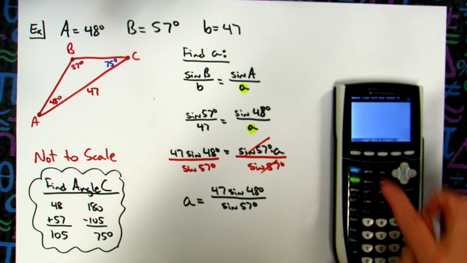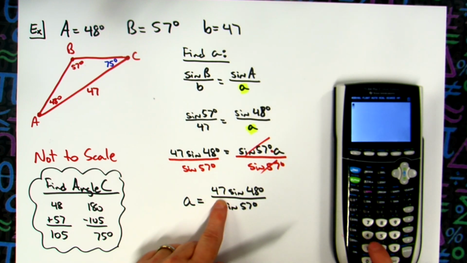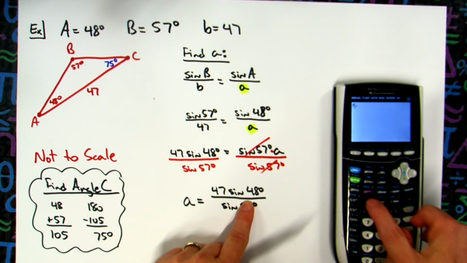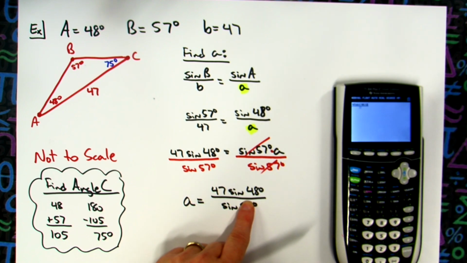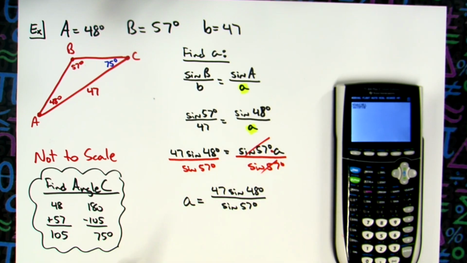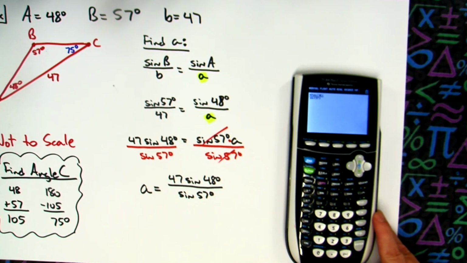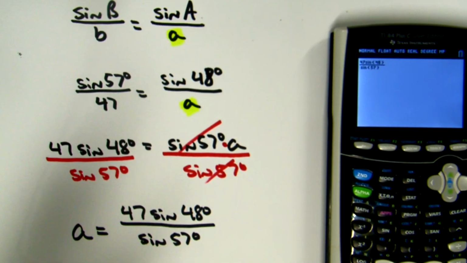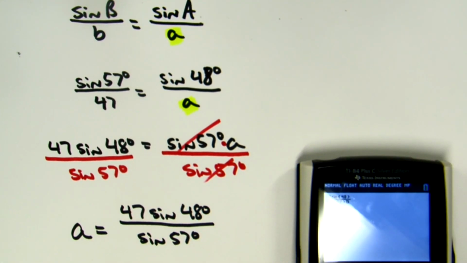I need a fraction. In the top of my fraction, I need a 47. Then I need a sine of 48. I am in degree mode, so I'm good. And then I need a sine of 57 on the bottom. So literally, it's nothing more than plug the darn thing in. I could probably zoom in a little bit. Y'all can plug that in your calculator, though, I'm pretty sure.